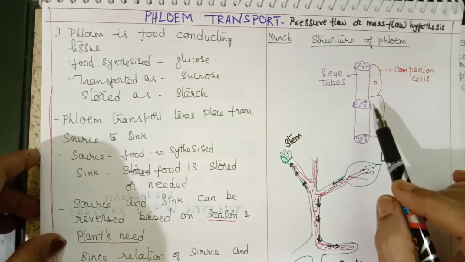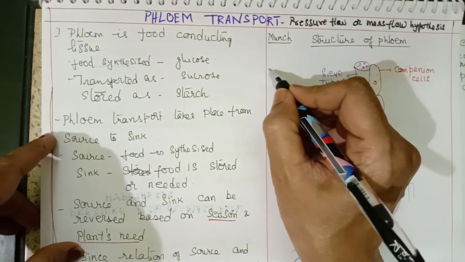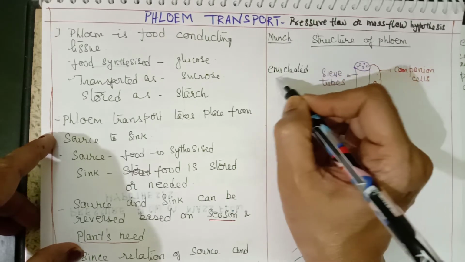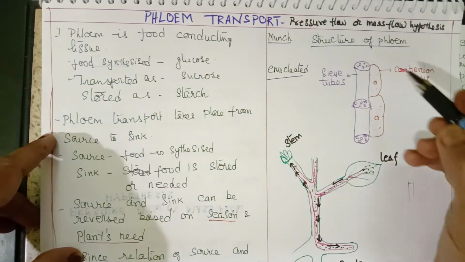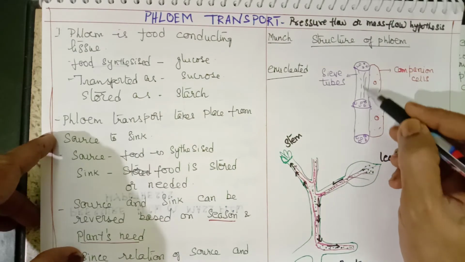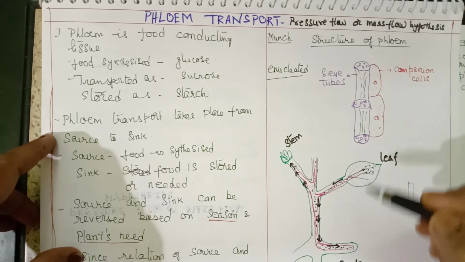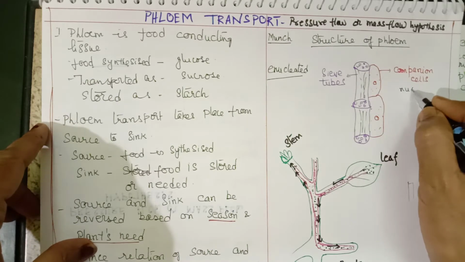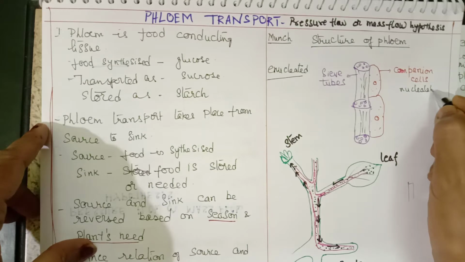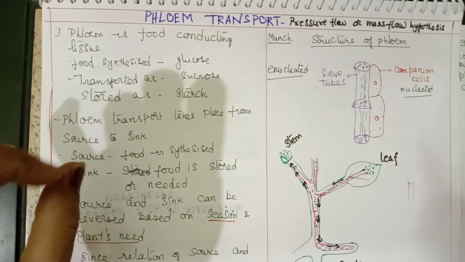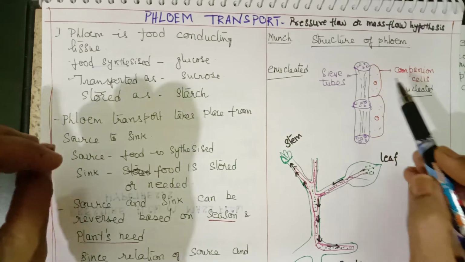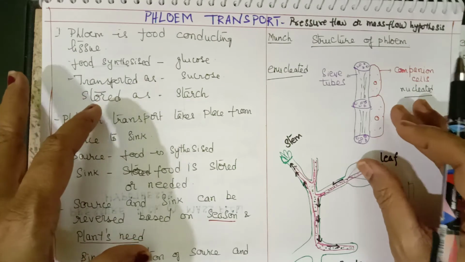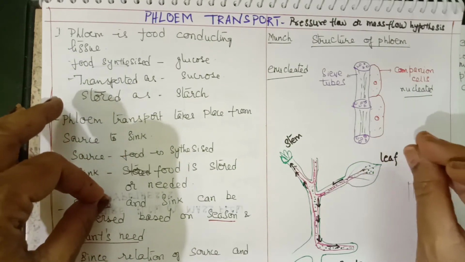Structurally, sieve tubes are enucleated at maturity. Enucleated means they are without a nucleus. The nucleus is absent, that is, they have only cytoplasm inside. Companion cells are nucleated. Even at maturity, they show the presence of a nucleus. And that's why companion cells must be present along with sieve tubes for their functioning. So that is briefly what you should know to understand this process.